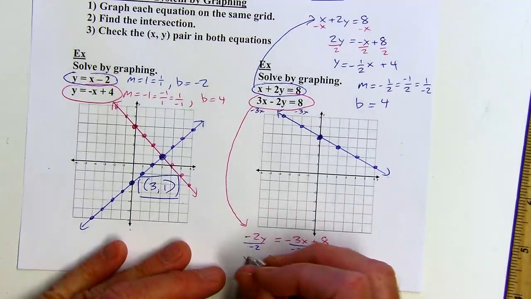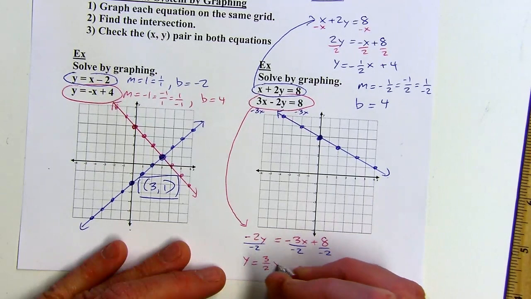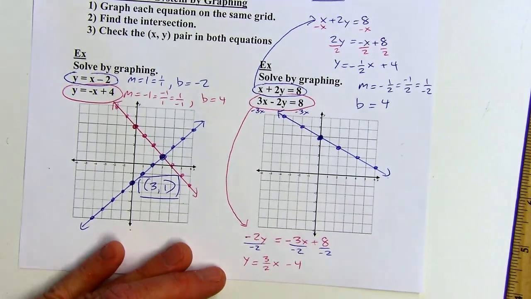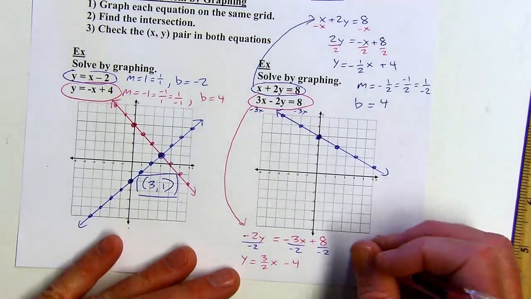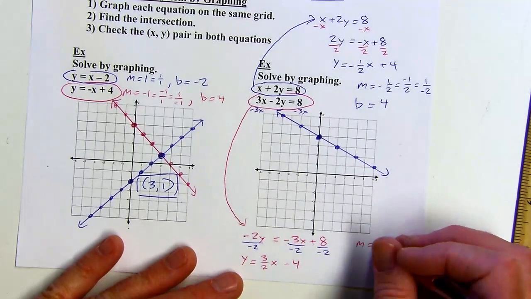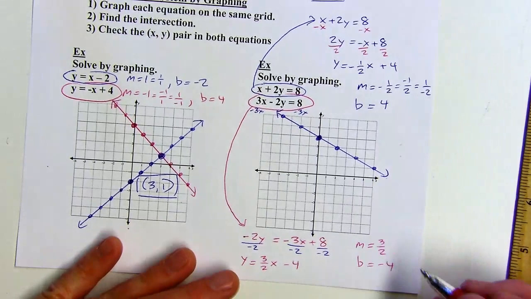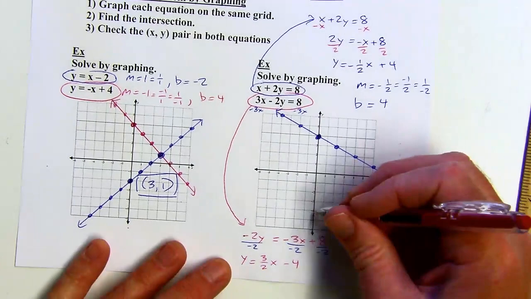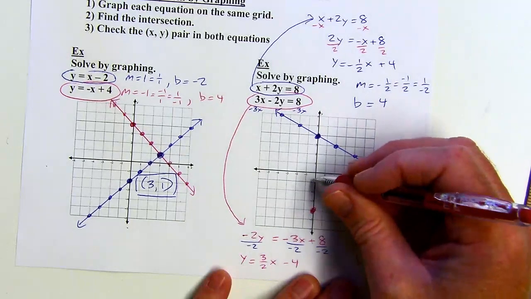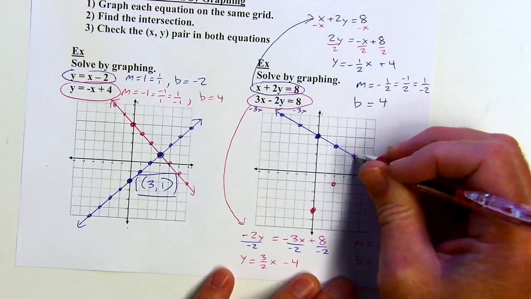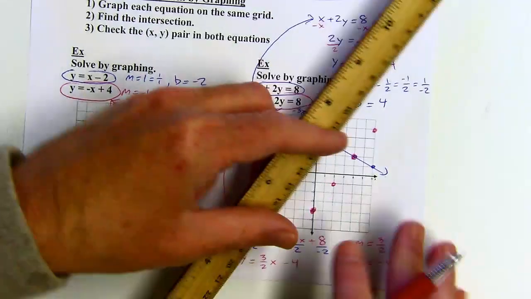So now I have y equals, and negative over a negative would be positive, so this would be y equals 3/2 x minus 4. Now I can see that my slope here is 3/2, and my y-intercept is negative 4. So let's go to negative 4 on the y-axis, and then from there I'm going to be going up 3 to the right 2, and repeating that.